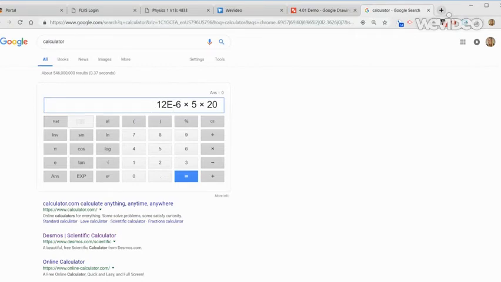If you have a different calculator that's your go-to calculator, whether it's handheld or on maybe another device, you really have to make sure you're comfortable with how scientific notation is entered into that kind of calculator. And if you're not sure, definitely reach out to your teacher and we can help you with that. So here we go. There's my equals, and I should get an answer of 0.0012.